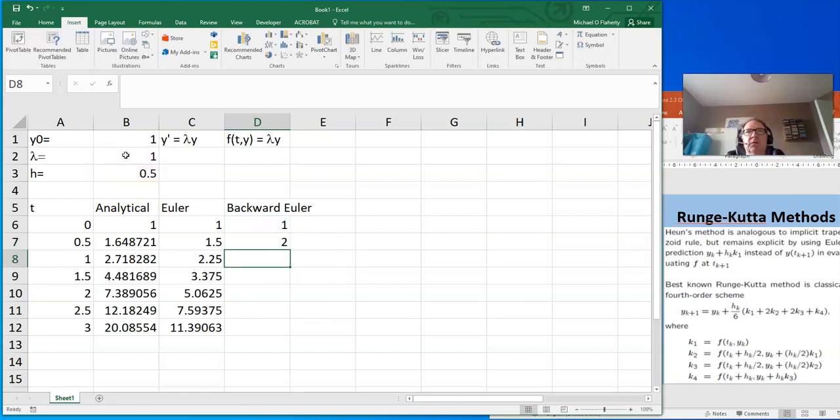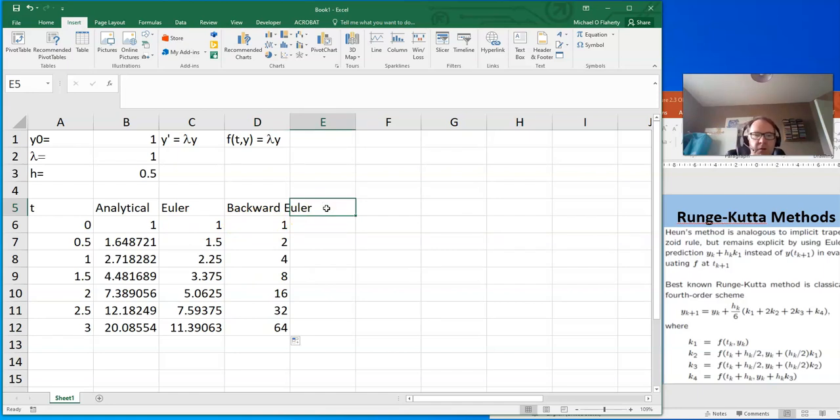What it works out as, it gives us a value of 2 for the first. And we'll try filling that down. We can see that this backward Euler then significantly overshoots the value. So while the forward Euler undershoots, the backward Euler overshoots.